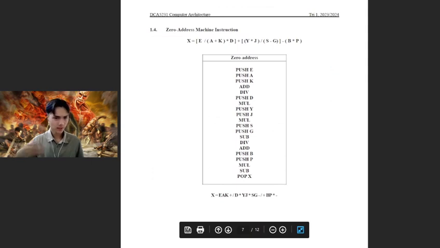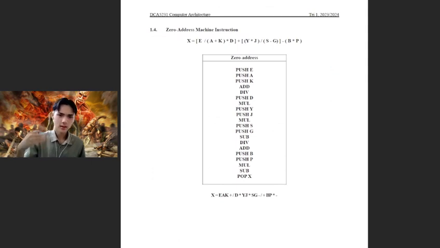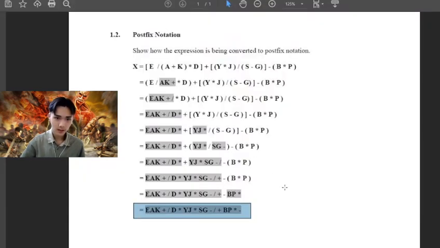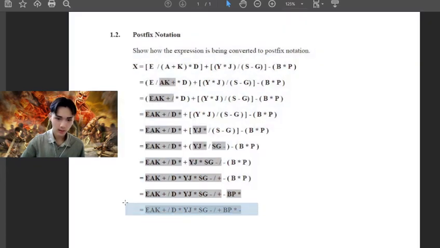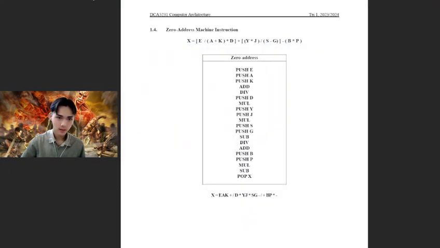Following that, let's shift our focus to the zero address. As per our routine, I'll provide a comprehensive explanation of its functionality. And simultaneously, you can observe a practical example displayed on the screen. So, how a zero address machine works is that it uses the postfix notation that we did earlier. And we will be using the final one, which I have shown an example here.